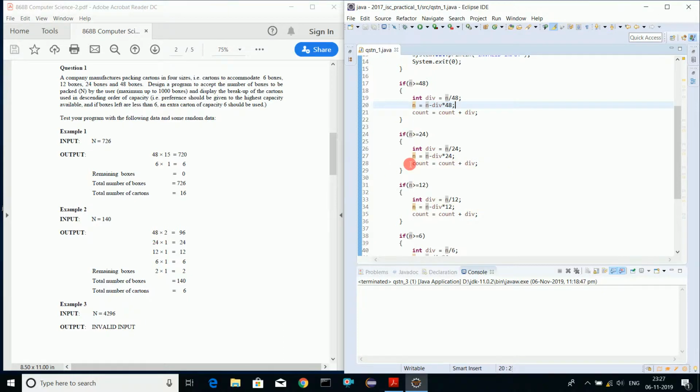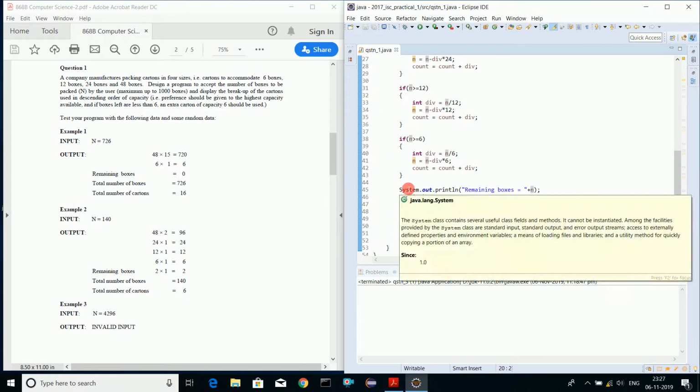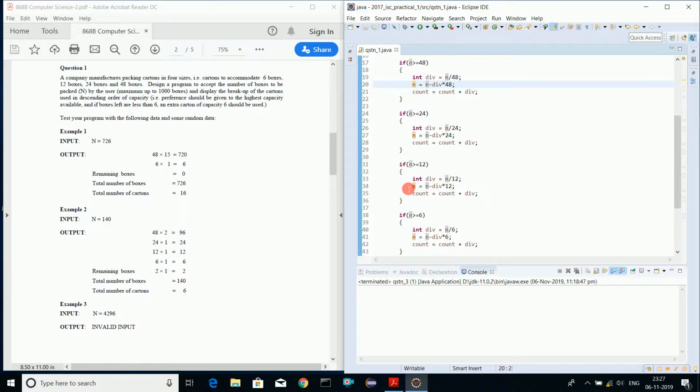Each and every condition will be checked as it goes down. If I use if and else if, it will not go into else if; in that case, only either if runs or else if runs. But if you want all the conditions to be checked continuously, you will go for continuous if. Okay. Now I'll check for 24.